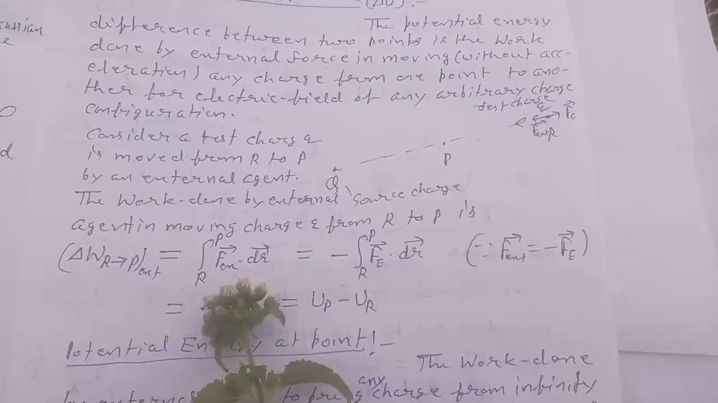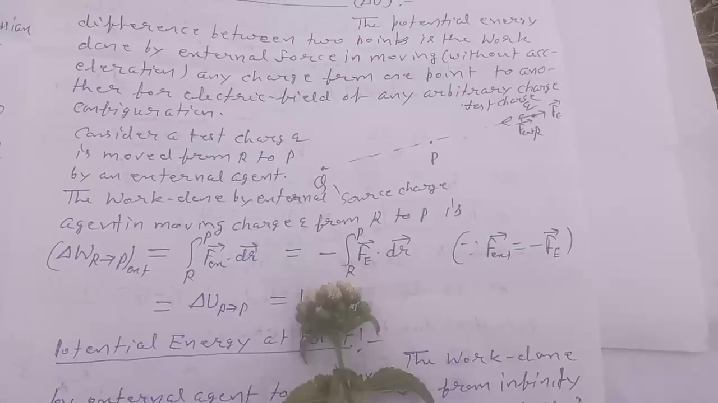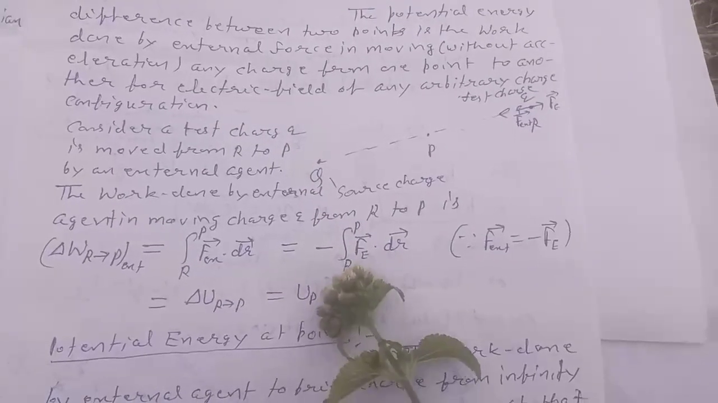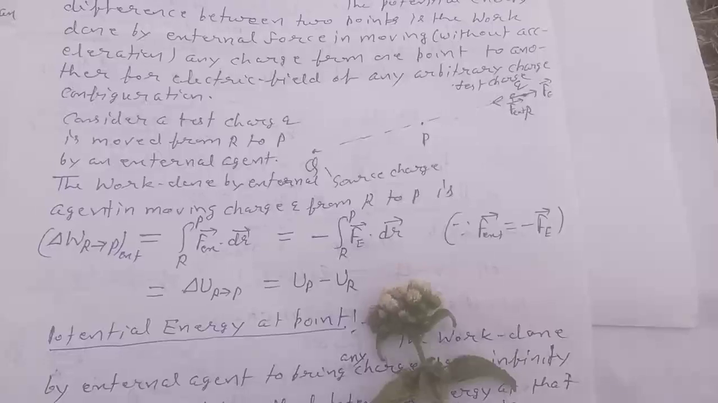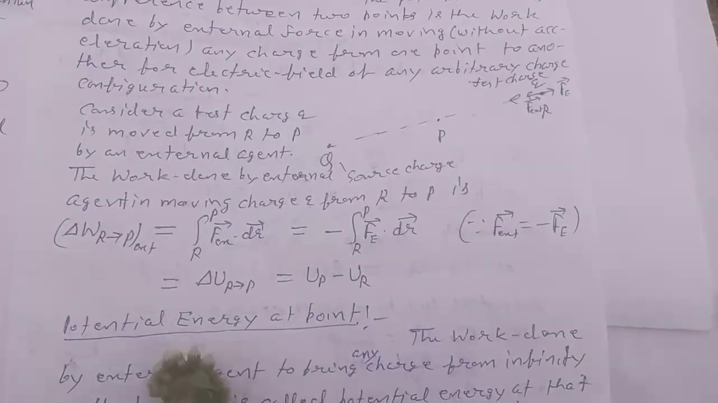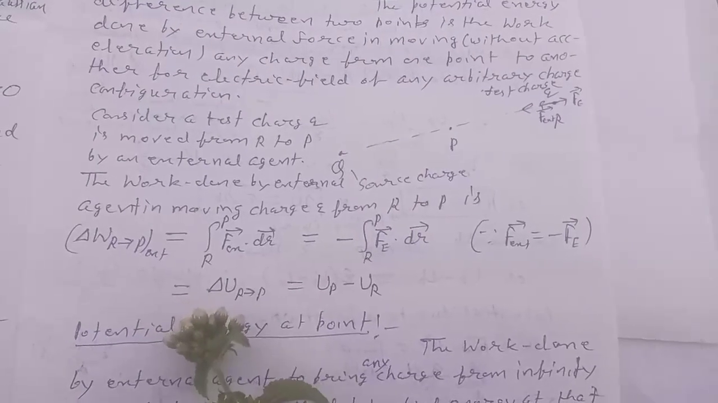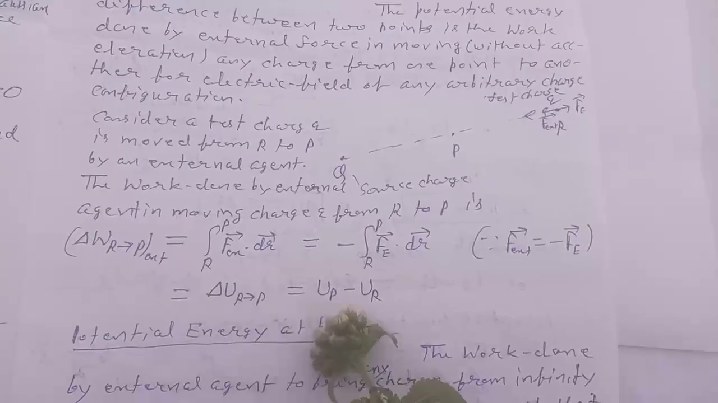equals the integration from R to P of F external dot dr, which equals minus the integration from R to P of F vector dot dr, since F external equals minus F vector. This implies the change in potential energy, delta U R to P, equals UP minus UR.